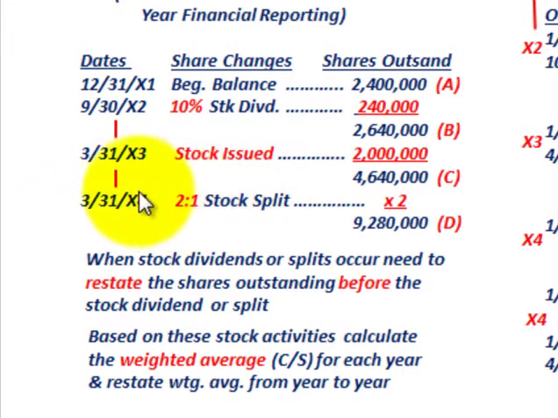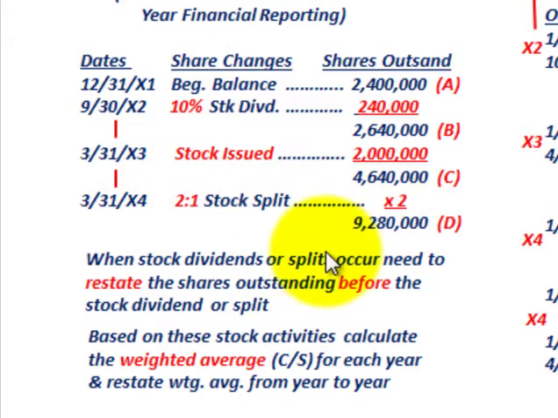We're going to have some stock splits on 3/31 X4. We're going to have a 2-for-1 stock split. So we had this number of shares outstanding up until that point, and that would go into the end of the third year and into the first 3 months, or the beginning, of the fourth year. So with the stock split, we just take 2 times what we had outstanding, and that equates to 9,280,000 shares. So that's what we're going to have from 3/31 X4 to the end of year X4.